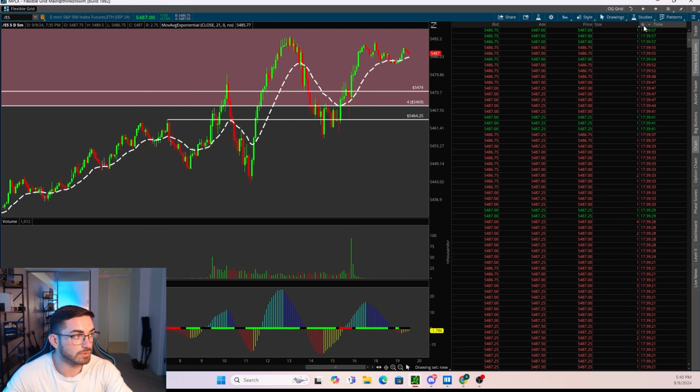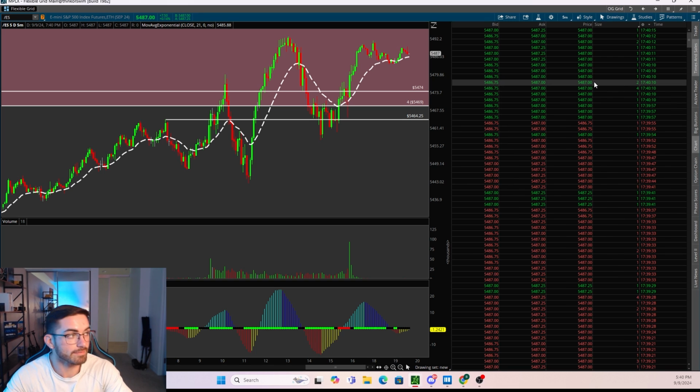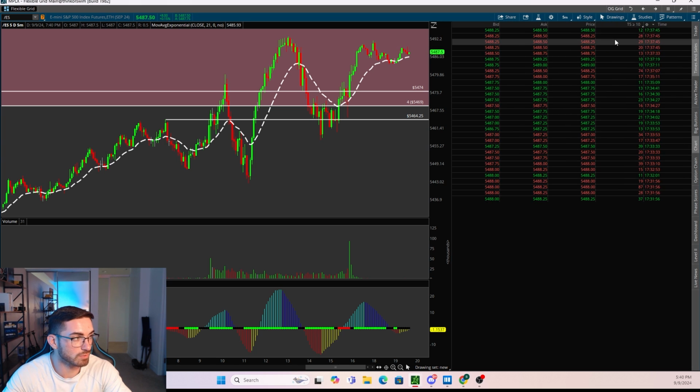Now, another thing I like to do during market hours, because I don't care about tiny orders like 1, 2, 3, or even 4, is I like to come up here where it says size, click on this, and then I play around with it like 5 or 10. Usually you want to keep it the larger the order, the better. So we're just going to put it on 10.